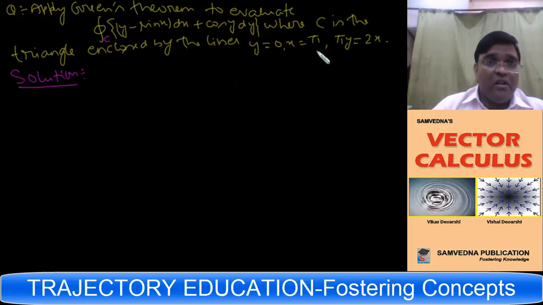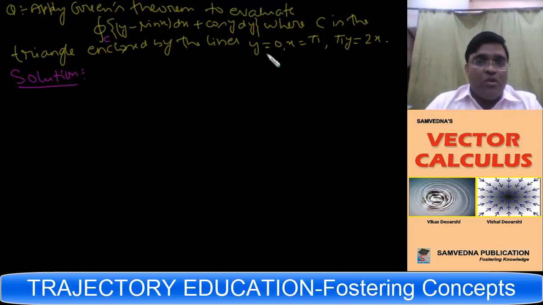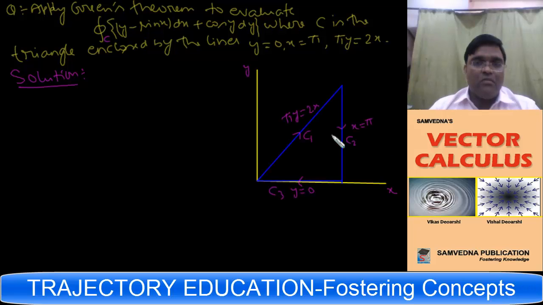The curve is a triangle, so let me draw this. Let me draw all these lines and get the triangle. So this is the curve we are looking for. These are the lines: this is x equals pi, this is y equals 0, and this is pi y equals 2x. We have to evaluate it on this curve, so we will use Green's theorem.